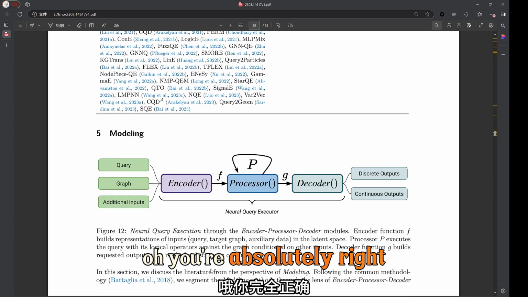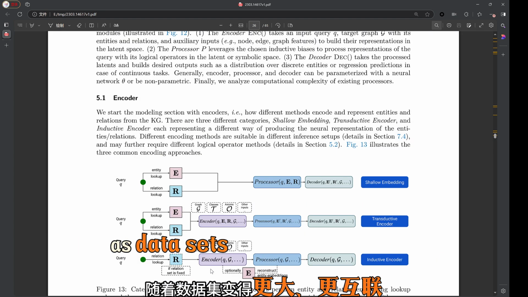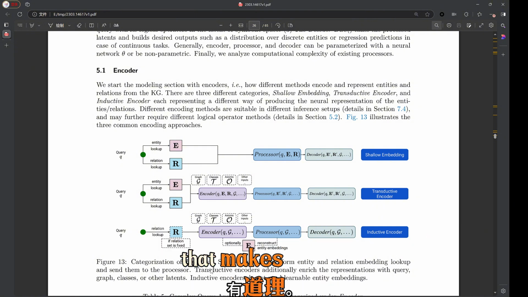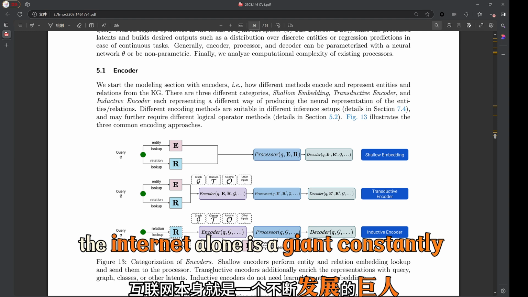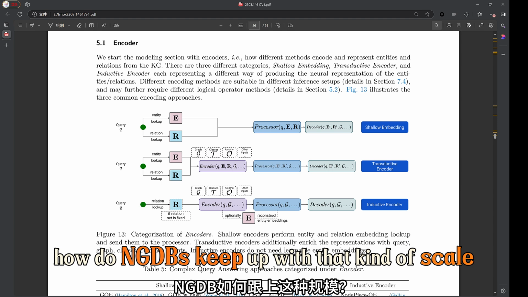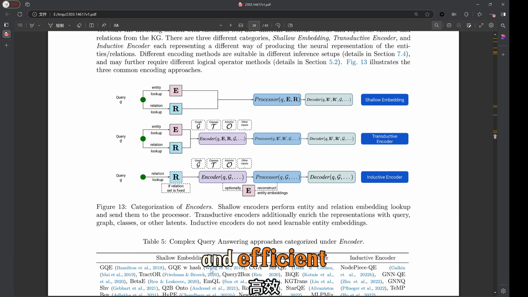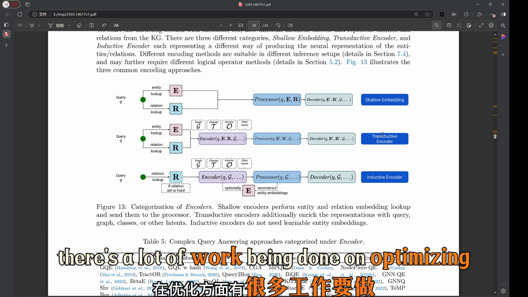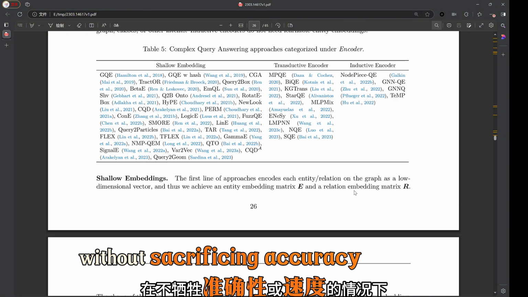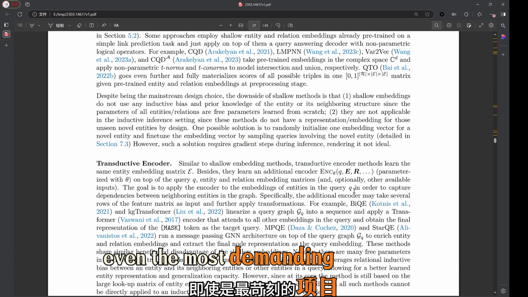Oh, you're absolutely right. One challenge is the sheer scale and complexity of real-world data. As datasets get larger and more interconnected, it gets really difficult to process and analyze them efficiently. That makes sense. I mean, the internet alone is a giant, constantly evolving knowledge graph. How do NGDBs keep up with that kind of scale? That's where a lot of the research is being focused, finding ways to make these systems more scalable and efficient. For example, there's a lot of work being done on optimizing the neural graph storage and the query engine to handle huge datasets without sacrificing accuracy or speed. So it's like streamlining the workflow, making sure the team can handle even the most demanding projects.